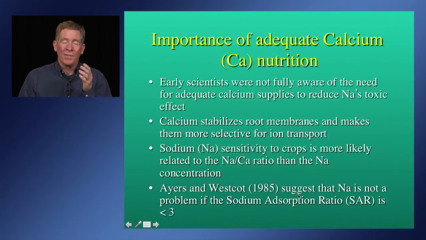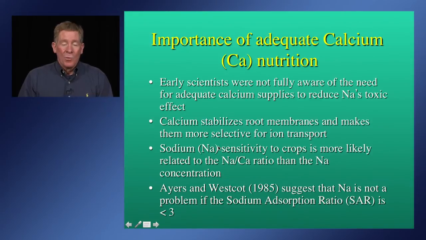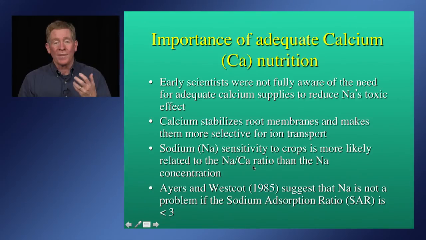Now, it used to be believed that calcium, in fact, the earlier scientists weren't really aware of the importance calcium had in keeping the toxic effect of sodium down. In other words, calcium is really important in stabilizing the root membrane, just as calcium is very important in stabilizing the soil aggregates. So the membrane is stabilized, and that lets it be a lot more selective in what type of ions get moved into the cell versus the type of ions that get excluded. With inadequate amounts of calcium, this selectivity cannot occur. Sodium toxicity to crops is more likely related to the sodium to calcium ratio than the actual sodium concentration.